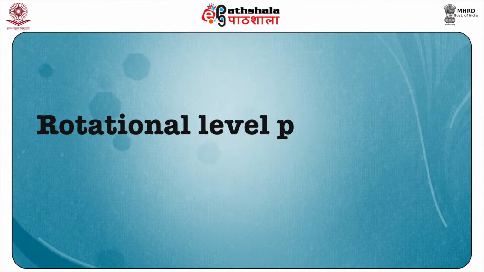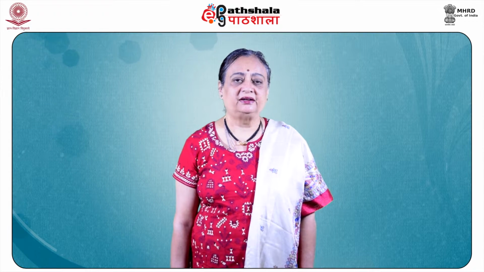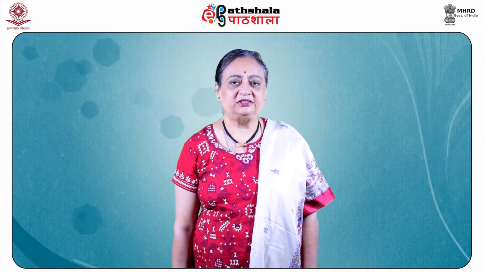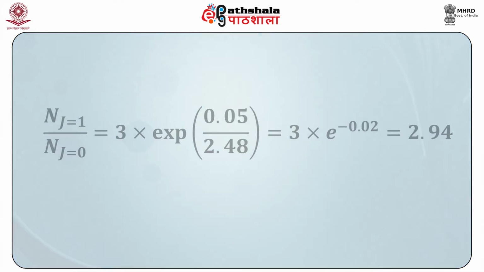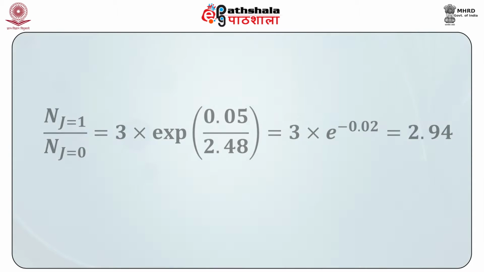Coming to the rotational level populations, they are much more closely spaced. Remember that you observe rotational spectroscopy in the microwave region. For carbon monoxide, the rotational energy levels are only 0.05 kilojoule per mole apart, and that means that about 3 molecules are present for every molecule present in the ground state. 3 molecules are present in the first excited state, which is very high compared to the previous cases.